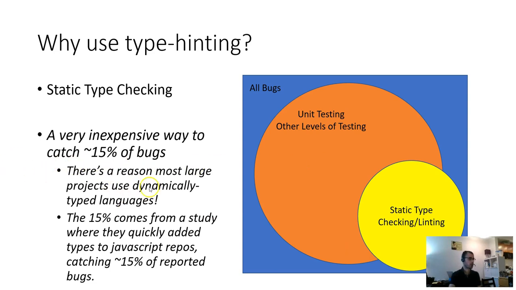So most large projects use statically typed languages, which are not so flexible like Python. JavaScript is dynamically typed like Python, but there's TypeScript and there's something else that Facebook came out with, so they've got graduated typing schemes as well for JavaScript. And one study found that they spent about 15 minutes just adding some types to some repos, and they were able to find like 15% of the bugs in those repos just by adding types, right? So not that expensive, and yeah, it can find some bugs.